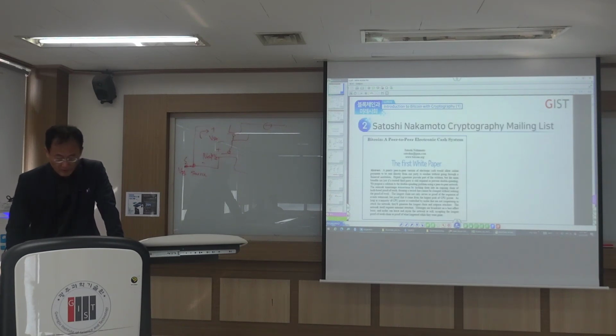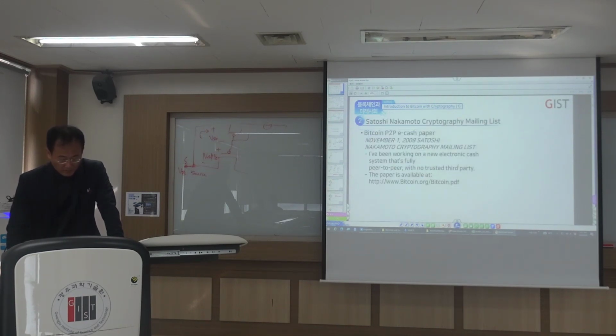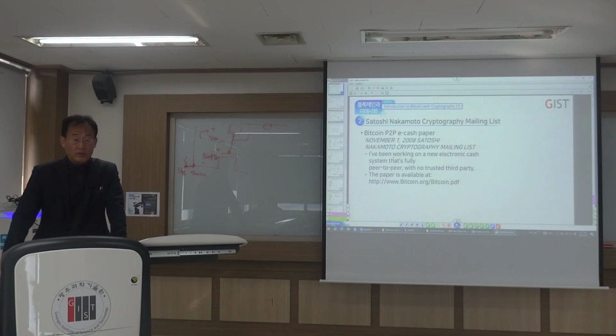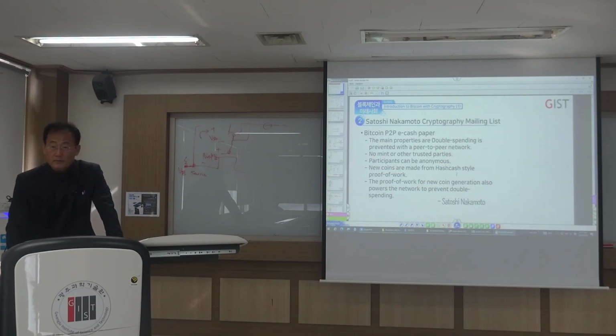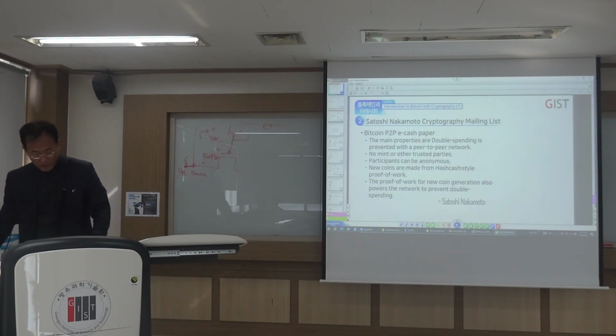And then here is the cryptography mailing list, and then the first white paper. On November 1st, Satoshi Nakamoto sent mail to the crypto mailing list. He says, I've been working on a new electronic cash system that's fully peer-to-peer with no trusted third party. The paper is available here. People can go there and download his paper and read about it. It's only 9 pages long, so you can read it very quickly.